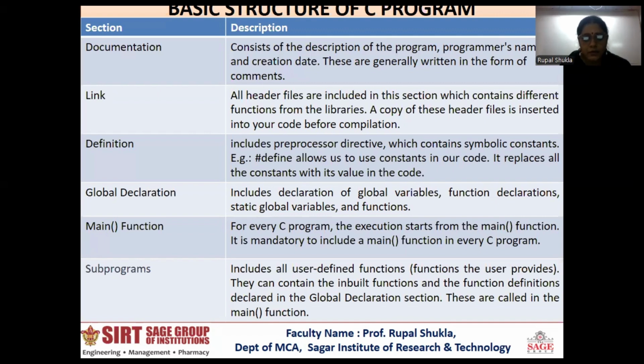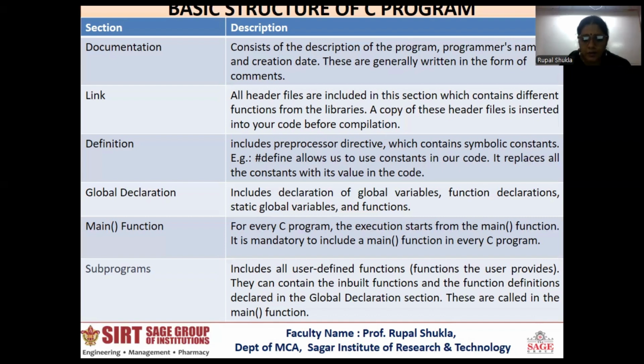Definitions include preprocessor directives which contain symbolic constants. For example, #define allows us to use constants in our code. It replaces all the constants with their values in the code. Global declarations include declarations of global variables, function declarations, static global variables, and functions.